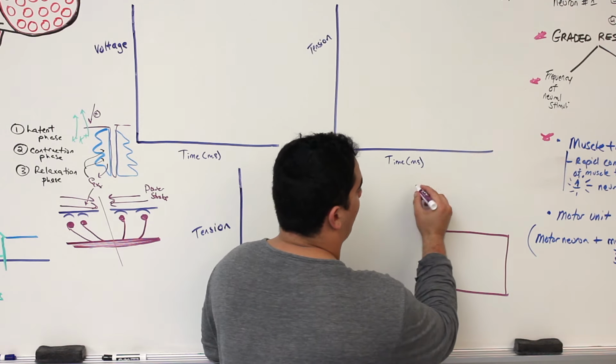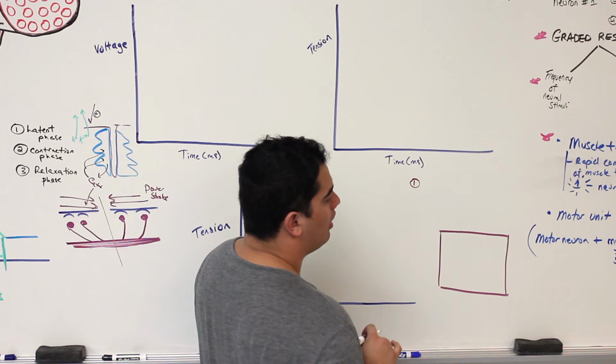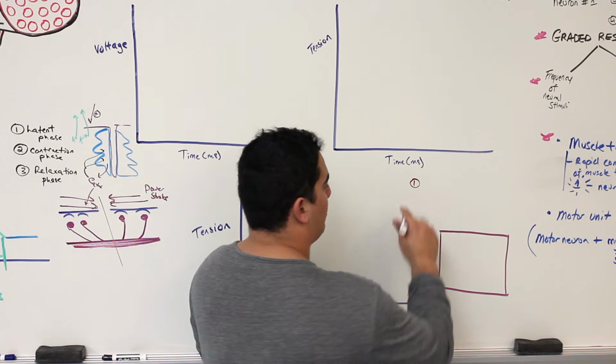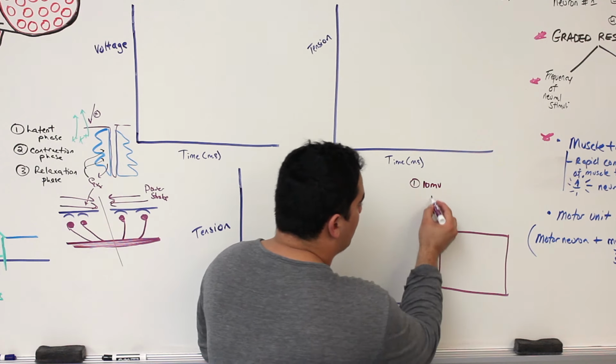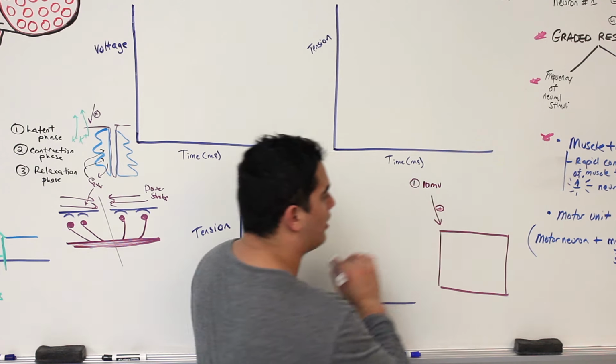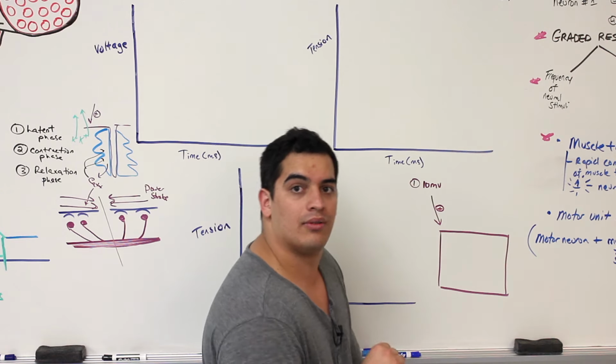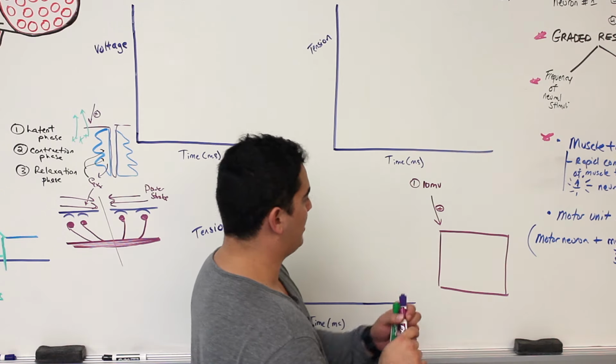Okay, so let's say I start off. My first thing is I want to see what happens to this muscle cell if I hit it with 10 millivolts. So let's say I do that. I shock the muscle. Nothing happens. No response. Okay, that's interesting.